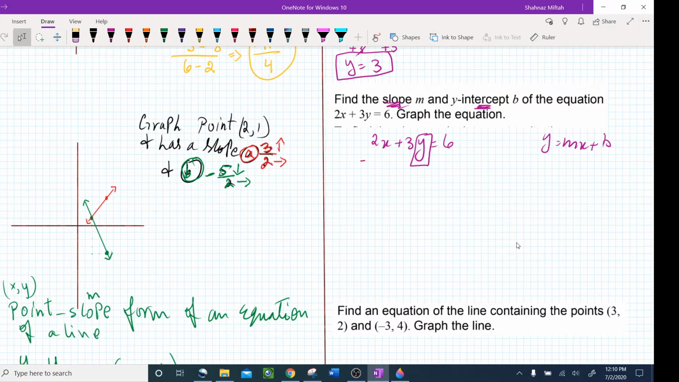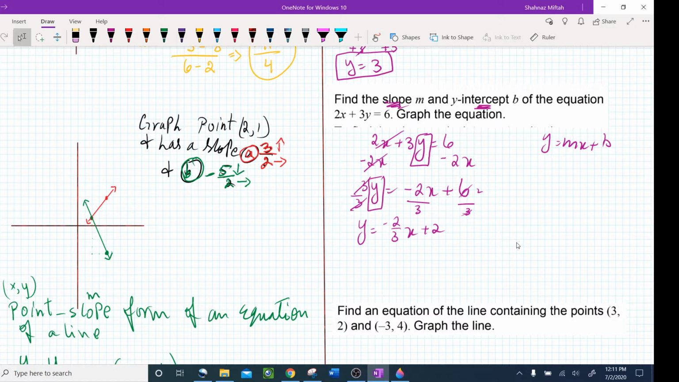I'm going to subtract 2x because this 2x is jumping over the equal sign. Every time we jump over the equal sign, that's the opposite operation. So subtract 2x. Cancel, cancel. I'm left with 3y equals, and these two are not like terms, so I'm going to leave it. Again, box the y. Now I'll get rid of the 3, which is multiplying y, so the opposite operation is division, and you divide everywhere. So I got y equals negative 2/3 x plus 2. I simplified.